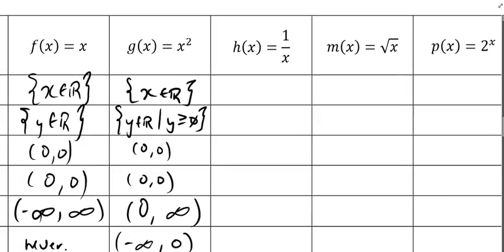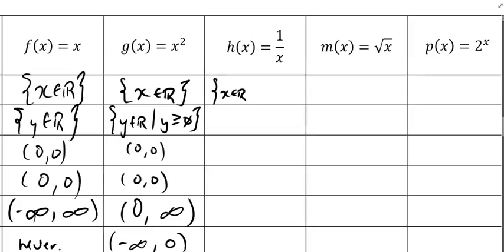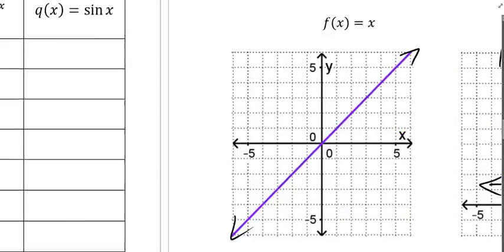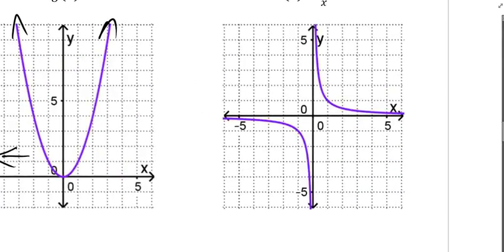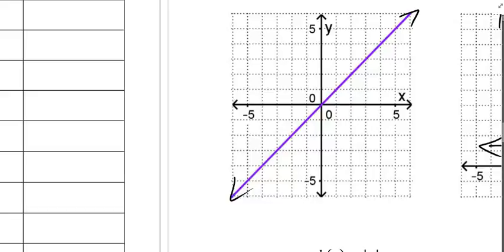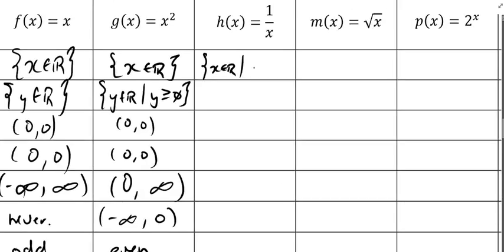Reciprocal function. Who remembers the domain and range for the reciprocal function? X is an element of the real numbers such that, can x be anything? No, x can be almost anything except for 0 because it has an asymptote there. That's what an asymptote is. So we write that as x cannot equal 0. And it's the same for the range.